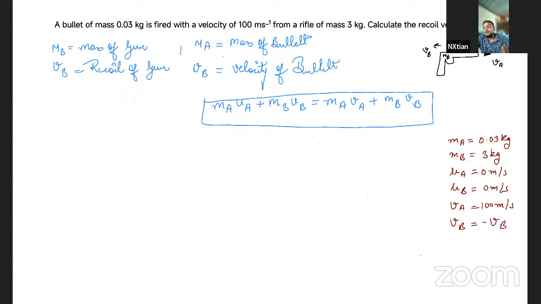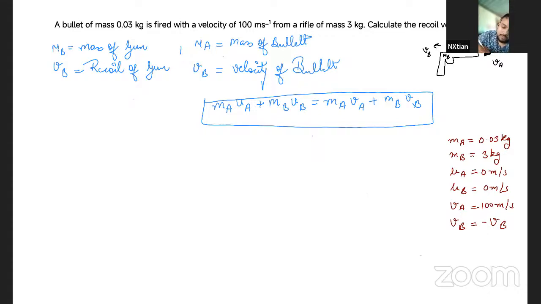Now, can you tell me why I wrote minus VB? Can anybody tell me why I wrote minus VB here? Can you tell me? See, the velocity of the bullet is in the right direction, but the velocity of the gun is in the left direction. Because directions are changing, we have to put a minus on one of them. Understood, Jahoan? Yes or no?